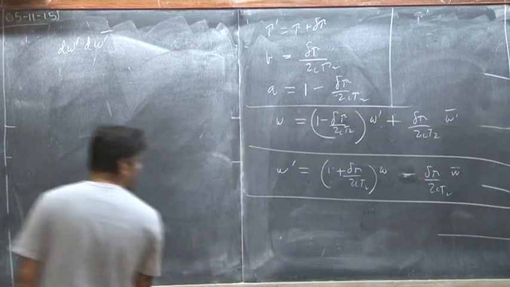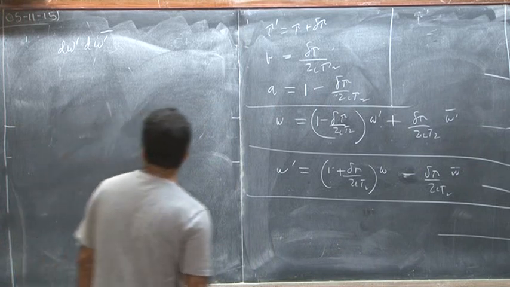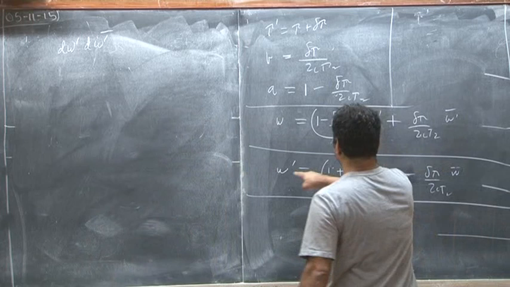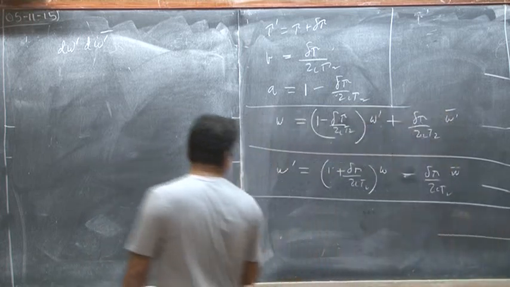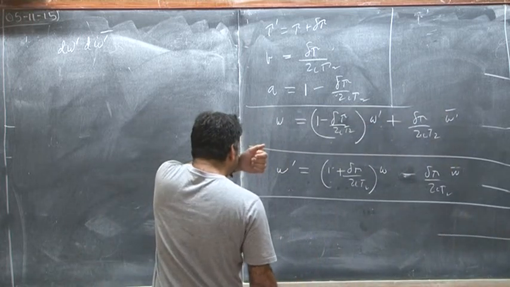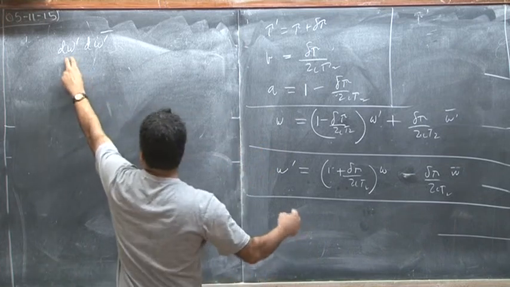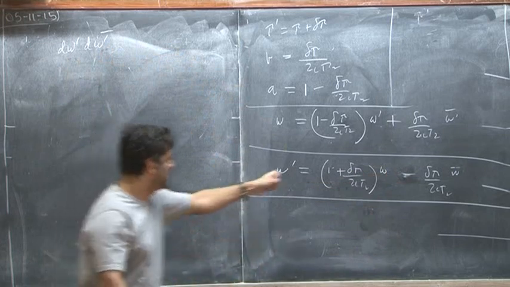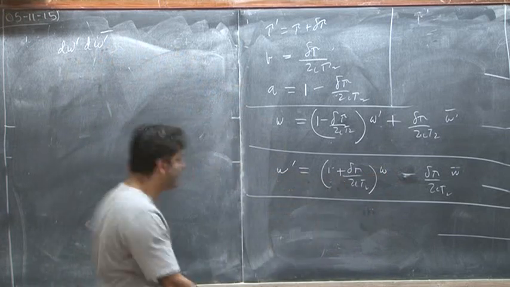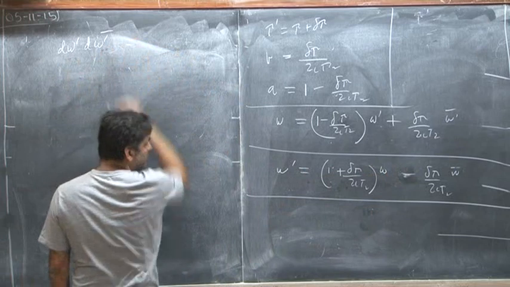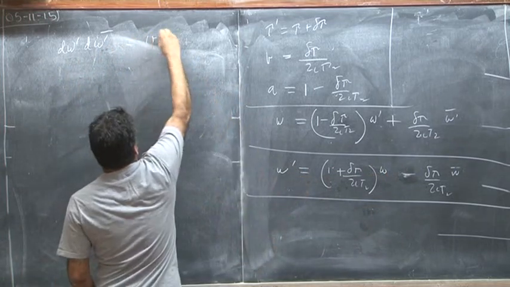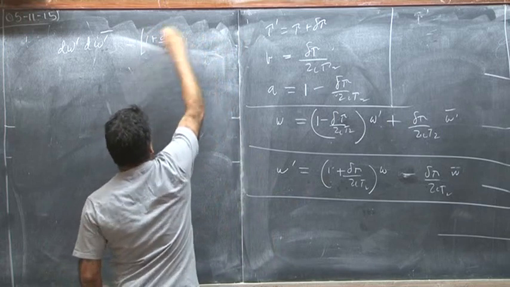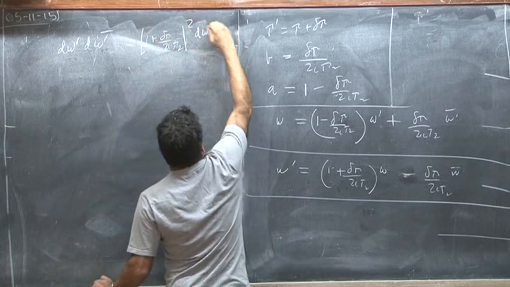Okay? So, what do we get from here? When we plug in this formula, we get a term where we use this and this, this factor for both w and w bar. That will give us 1 plus delta tau by 2i tau 2, mod squared, times dw dw bar.